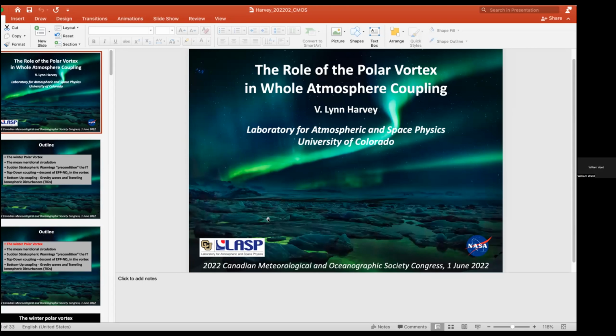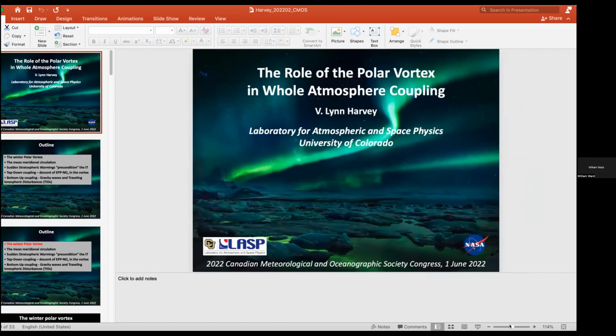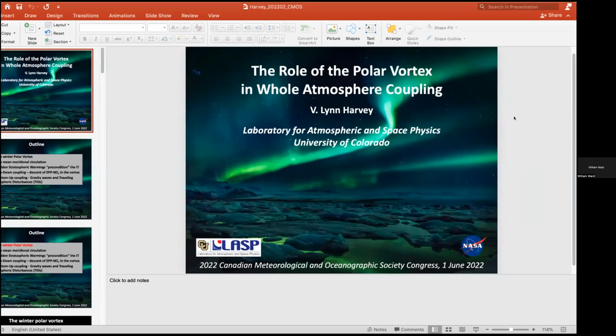Okay, and then I think that at least your paper suggested the descent was stronger during, I think, was it during a warming or just during a situation where a planetary wave was present? Because there are far fewer warmings in the southern hemisphere, so is there an asymmetry in the NOx penetration downwards as a result of the warmings?